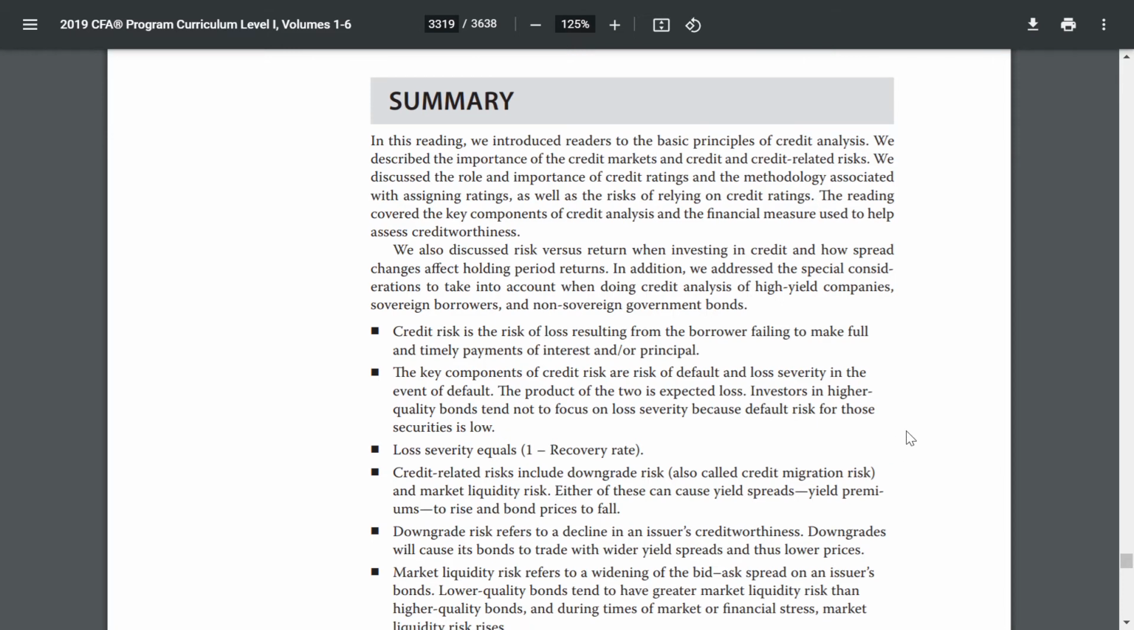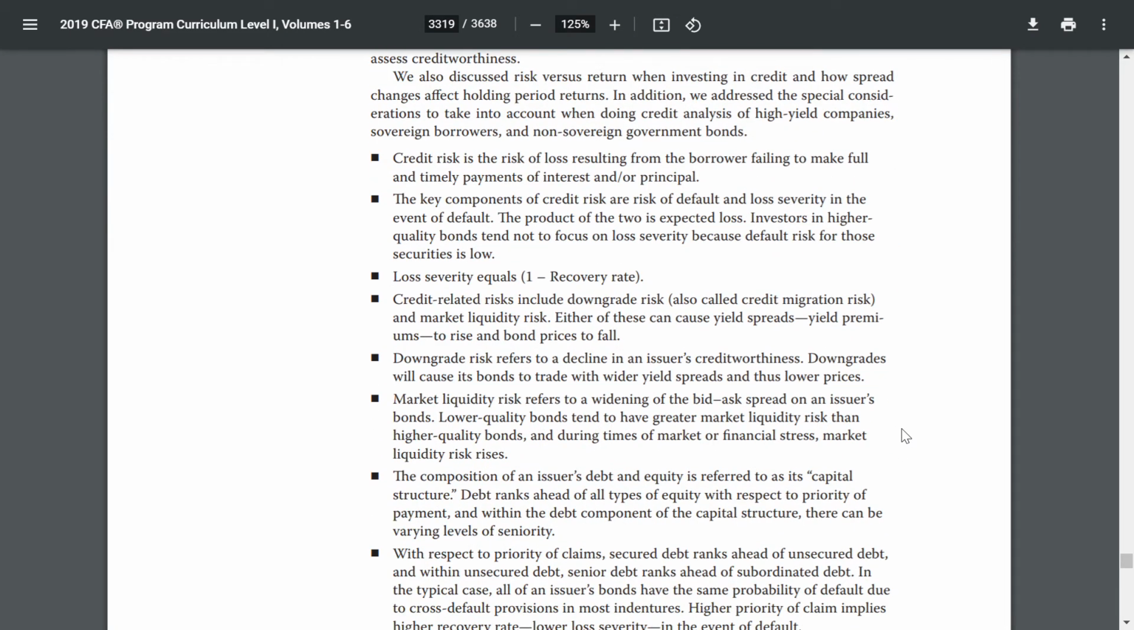and non-sovereign government bonds. Credit risk is the risk of loss resulting from the borrower failing to make full and timely payments of interest and/or principal. The key components of credit risk are the risk of default and the loss severity in the event of default. The product of the two is expected loss. Investors in higher quality bonds tend not to focus on loss severity because default risk for those securities is low. Loss severity equals 1 minus the recovery rate.